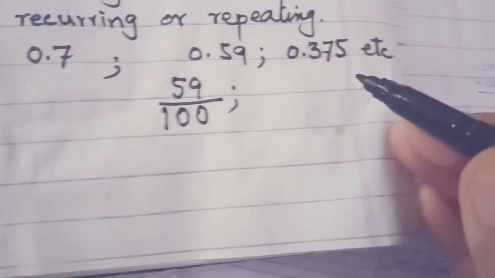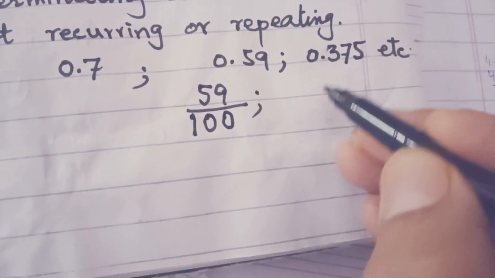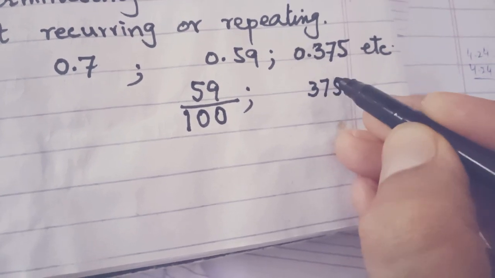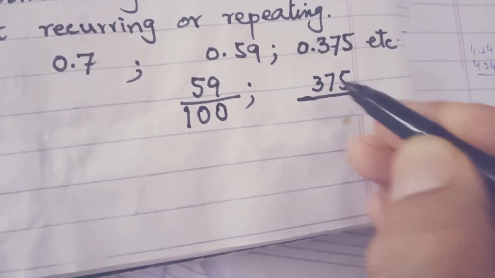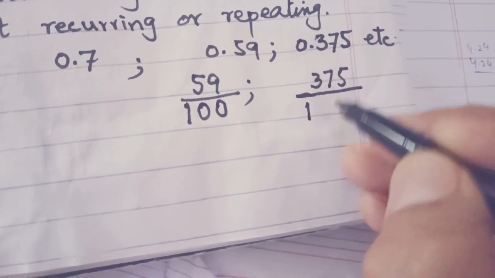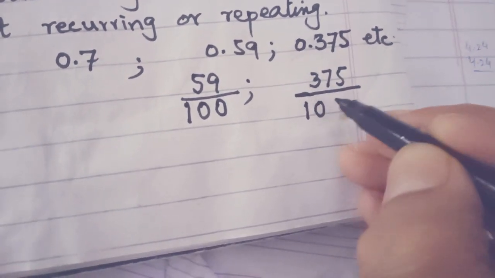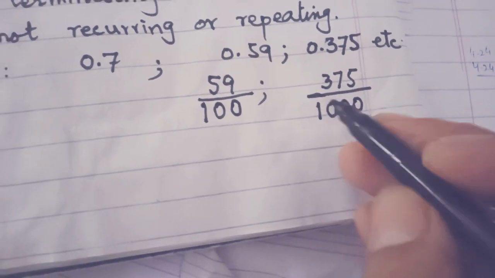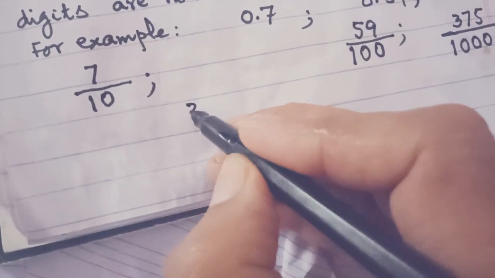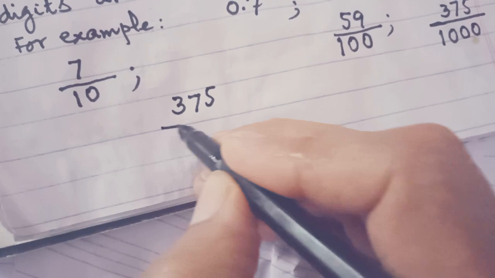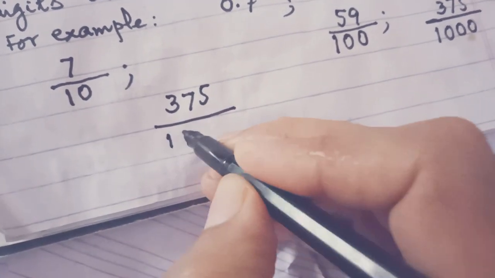Okay, now this is the third one. We write down the number without the decimal, and instead of the decimal we put 1, and there are three digits after the decimal, so we put 3 zeros. Now you see this can be simplified. So we write it down here, and we can simplify it by dividing by a common factor.